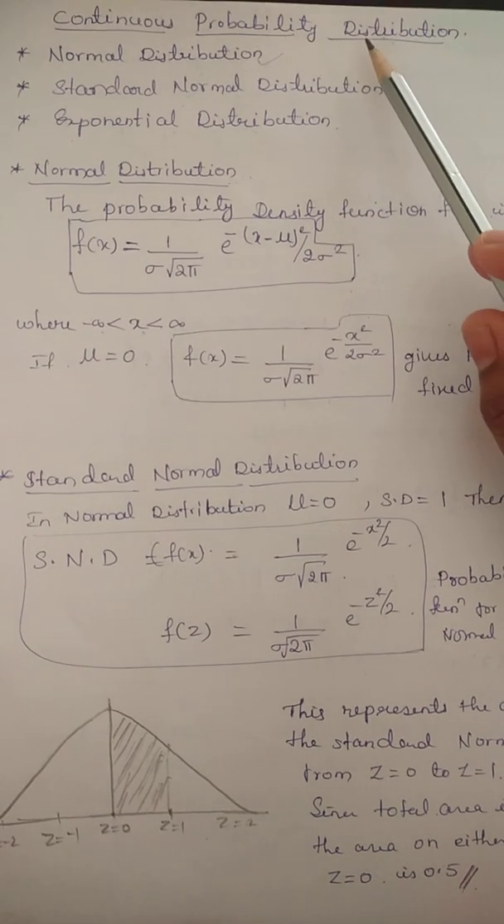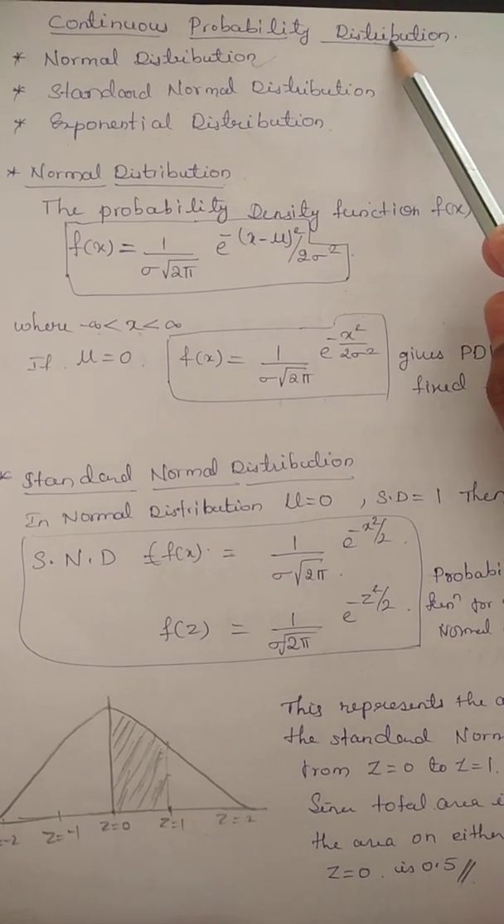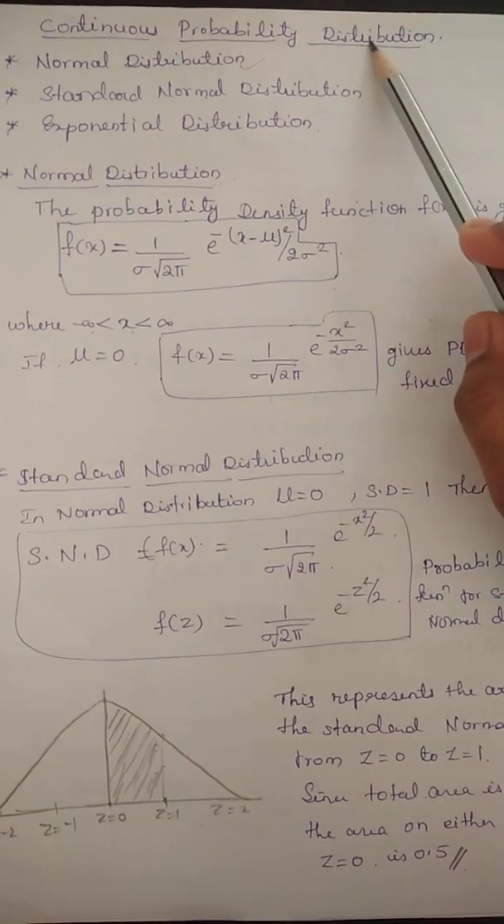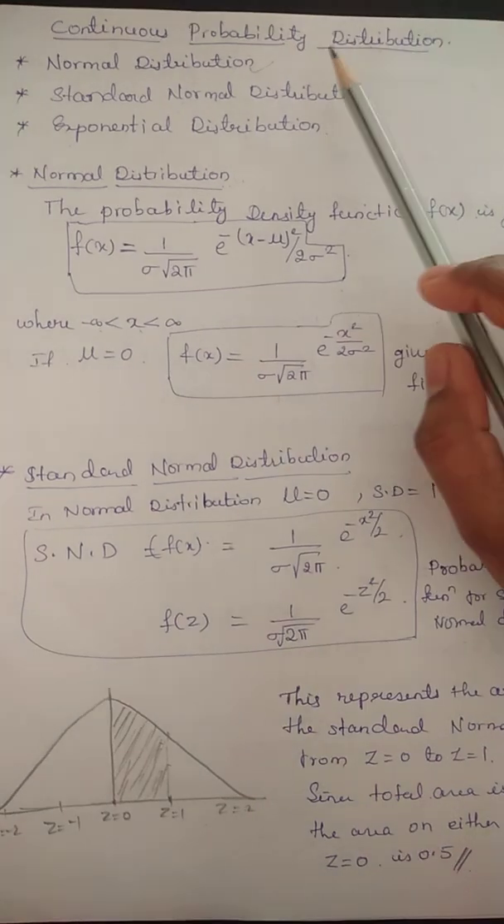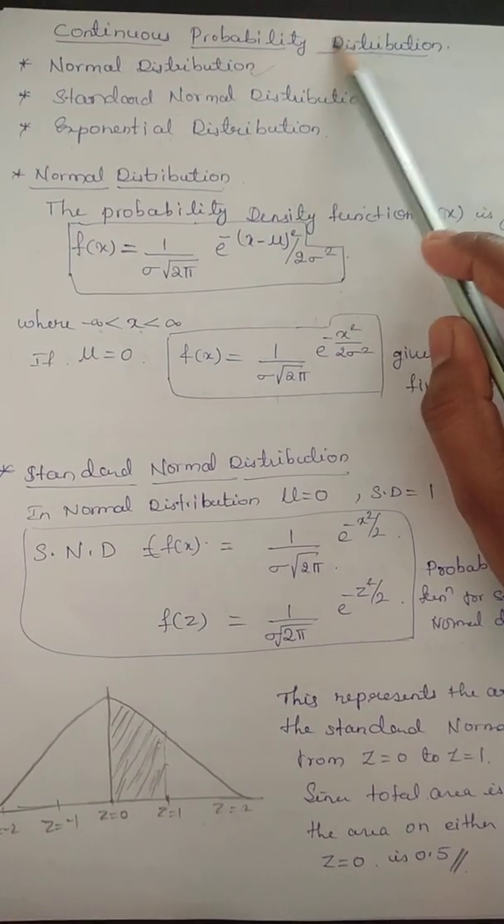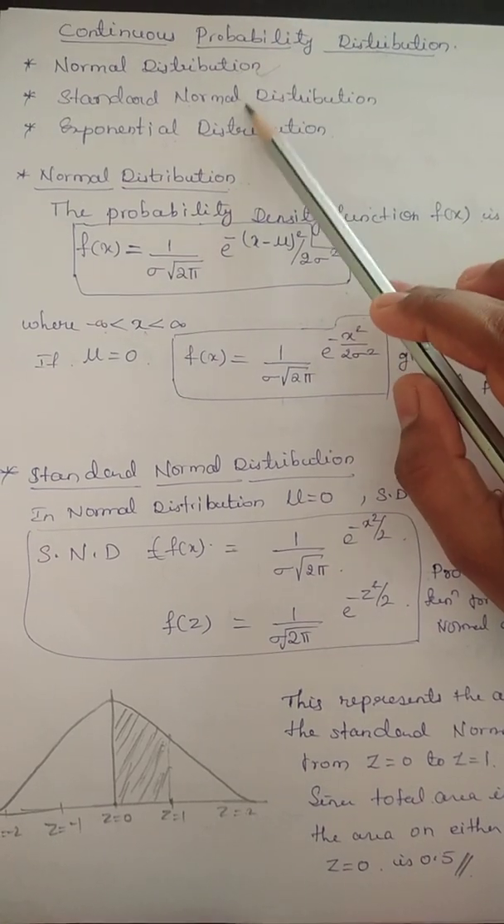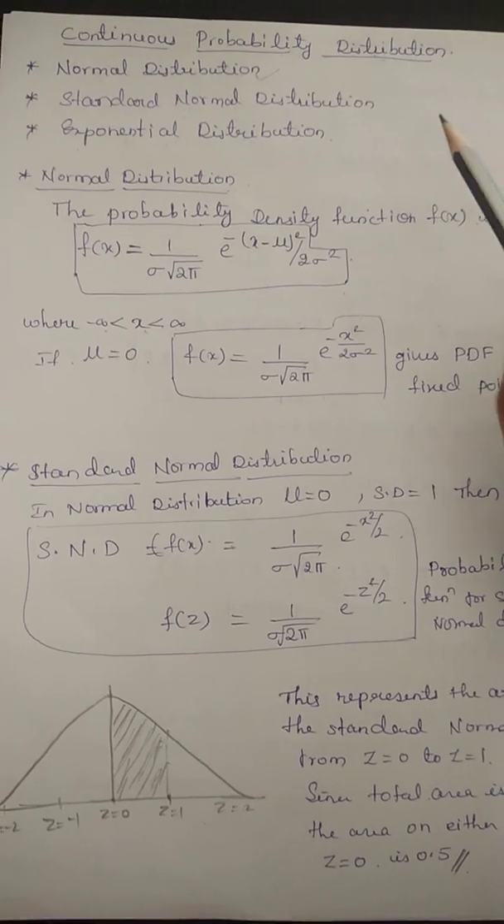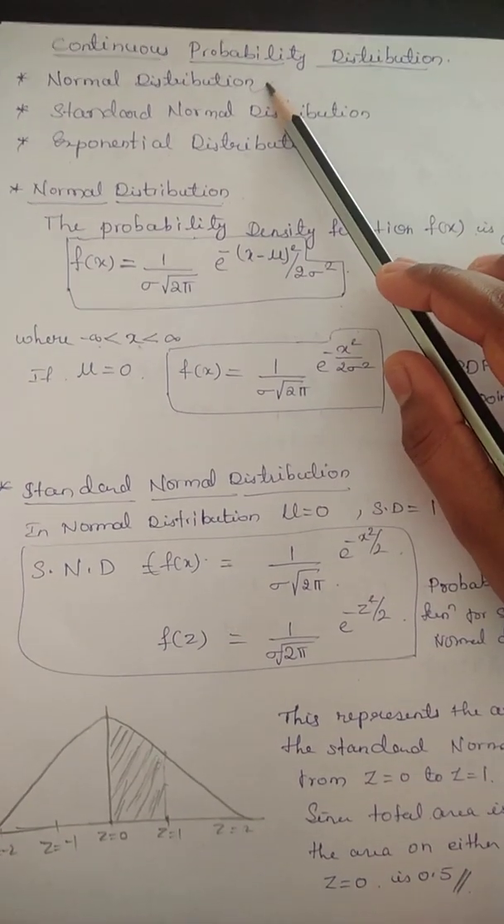Okay, last video we studied what a continuous probability distribution is, and how to find the mean and variance of a continuous probability distribution. So today we'll see the types of continuous probability distribution. First one, normal distribution, then standard normal distribution and exponential distribution. Okay, first we'll go for the normal distribution.